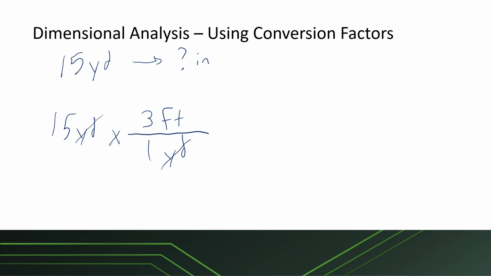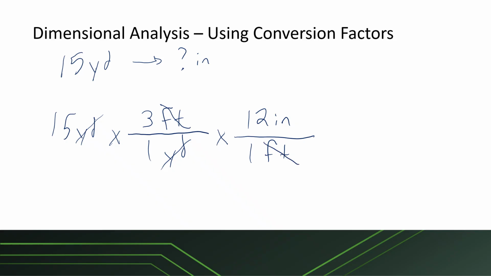Now, what's great about using conversion factors like this is that you can string multiple conversions together. I could go ahead and do 15 times 3 is 45 and then change that to inches. Or I could just use another conversion factor. In 1 foot, there are 12 inches. And I put feet on the bottom so the feet can cancel.